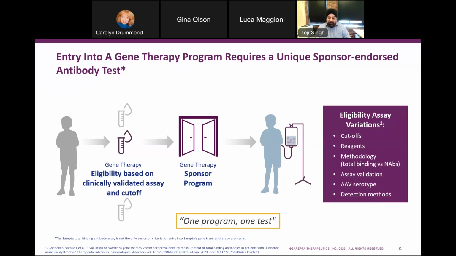Now, the eligibility requirements for a program have multiple factors, but in terms of the assay, they will have different cutoffs. That could be based on the different techniques or the reagents used in that particular assay, the methodology, total binding versus neutralizing, how the assay was validated against the various test samples it was used on. It's going to be determined by the serotype. Different serotypes or AAVs will have different eligibility requirements. And of course, the detection methods. For example, in ELISA, there are 3 different detection methods. So it could be an ELISA method, but it may be using one of the 3 different methods. So it'll be unique to the method that's used.